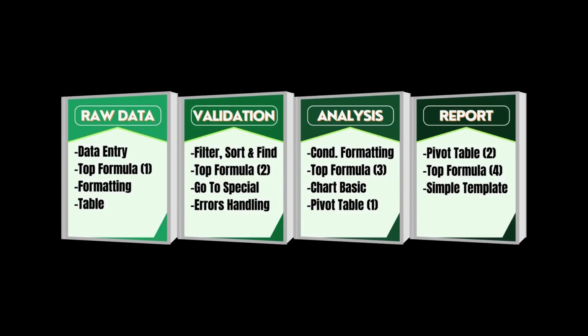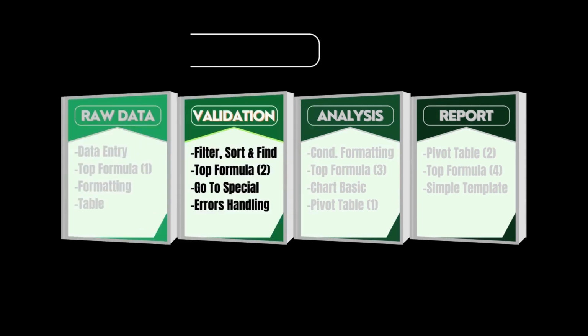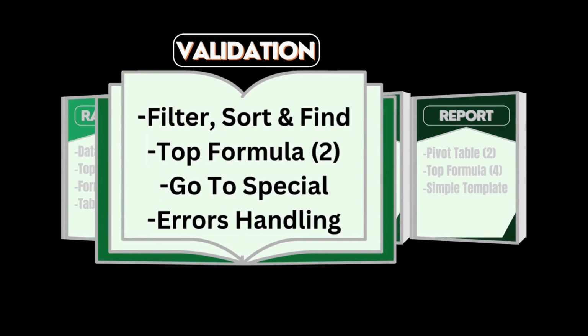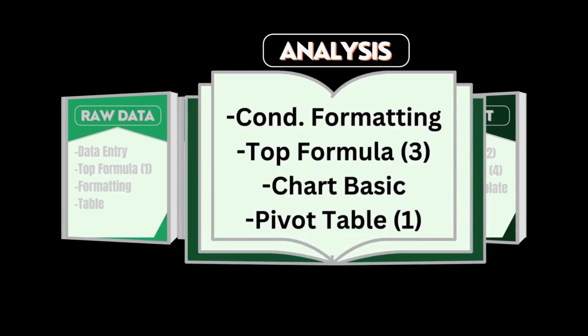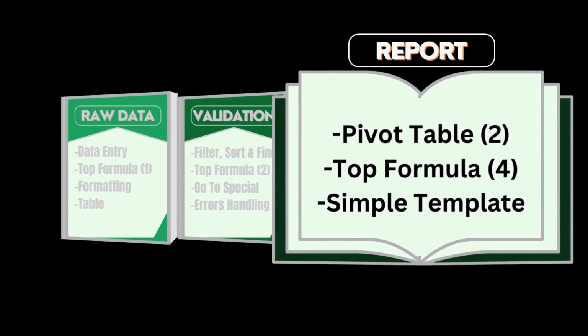This comprehensive tutorial video covers Excel Basic in 4 main chapters. The first chapter, Raw Data, involves data entry, Top Formula Part 1, Formatting and Table. Second chapter, Validation, involves Filter, Sort and Find, Top Formula Part 2, Go to Special, as well as Common Errors Handling. In third chapter, Analysis, we will learn Conditional Formatting, Top Formula Part 3, Chart Basic and Pivot Table Part 1. And the fourth chapter is Report, where we will learn Pivot Table Part 2, Top Formula Part 4, and how to create report on a simple template.